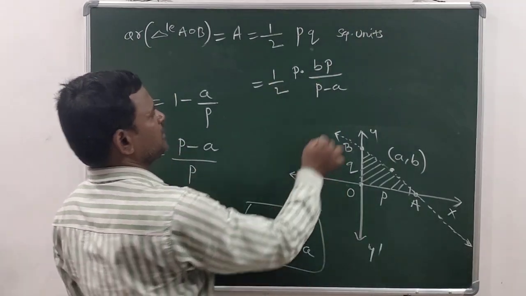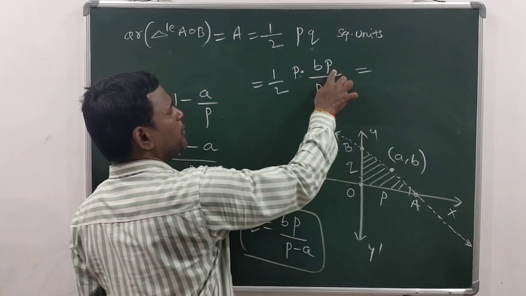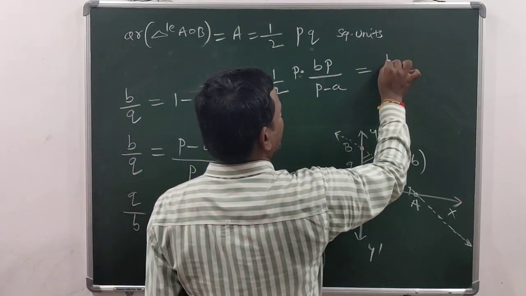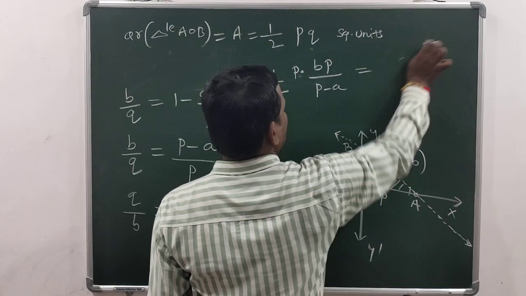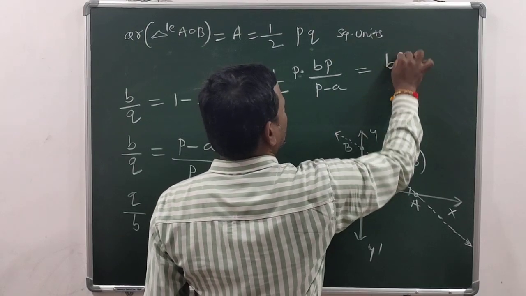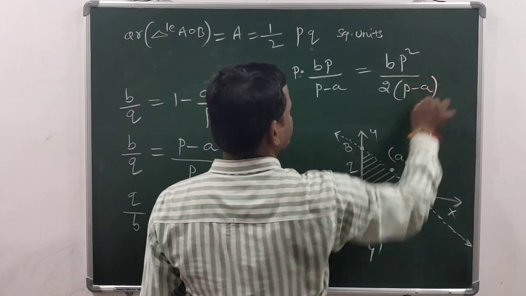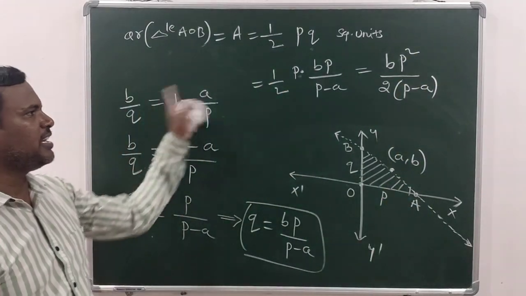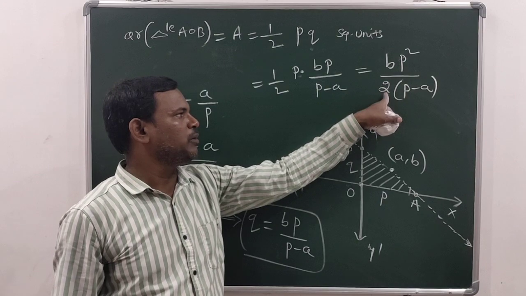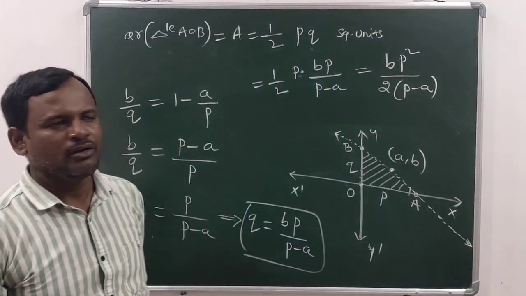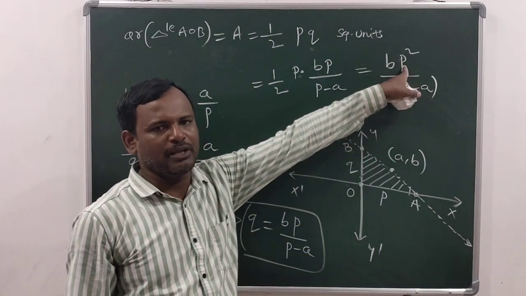Now simplify this. If you simplify this, here p into p, p square. Okay, now b into p square by 2 of p minus a. What is the area of the triangle? B into p square by 2 of p minus a. Okay, observe that here p is a variable.